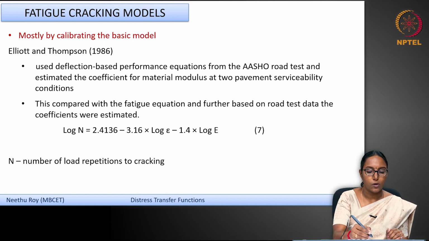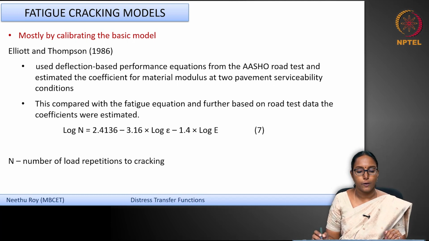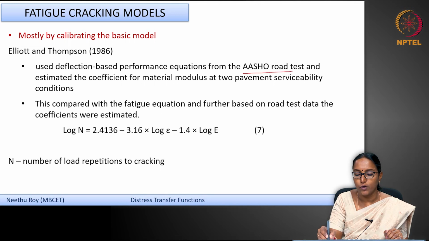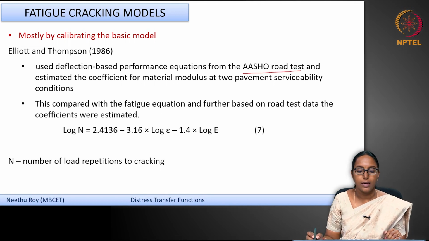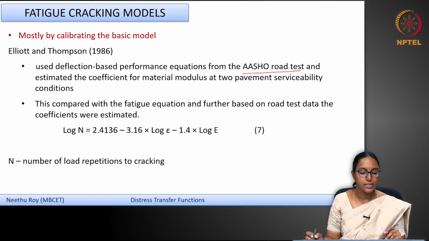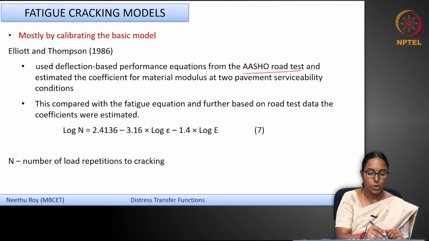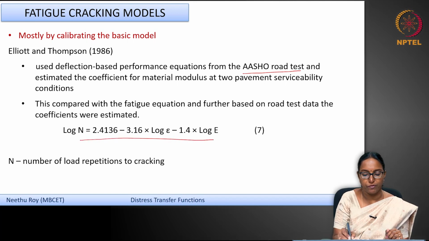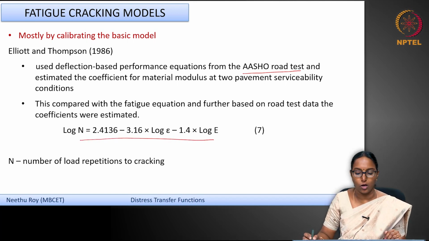Elliott and Thompson have conducted extensive studies on the AASHO road test. The American Association of State Highway Officials Road Test data, the deflection based data and also the performance based data from this road test, has been utilized, and they have represented the cracking model in terms of a logarithmic equation like log N is equal to 2.4 minus 3.16 log epsilon minus 1.4 log E. So there is one form that they have developed.